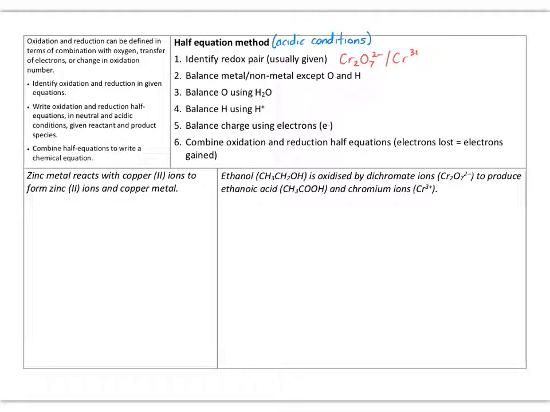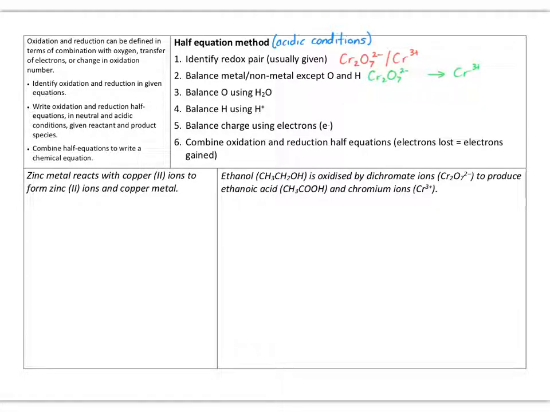Then in the first step, when we start doing this, we need to balance out any metal or non-metal atoms except oxygen and hydrogen. So just as it says there. So what does that look like? We've identified our redox pair, the dichromate ion going to form chromium ions. Just out of interest, the dichromate is orange, the chromium ions are green. So when this reaction happens, we get a really distinctive colour change from orange to green.